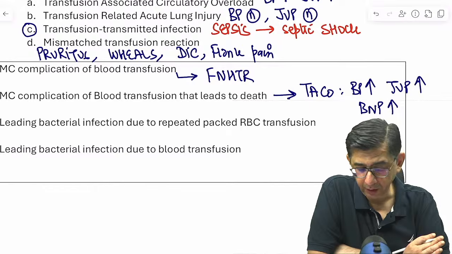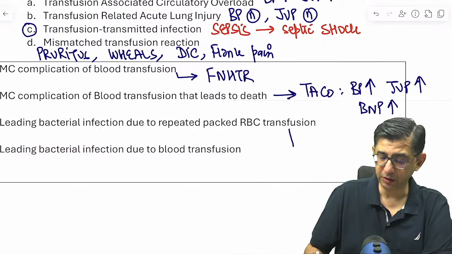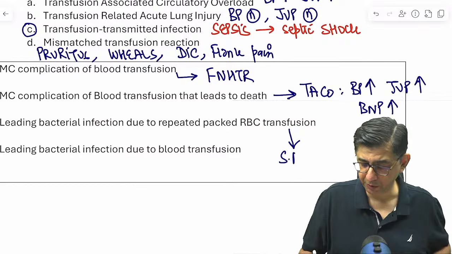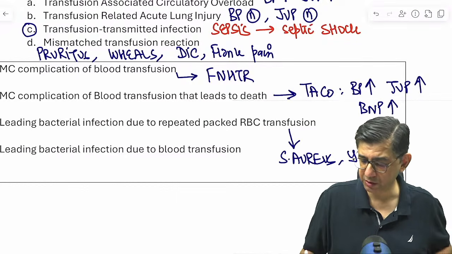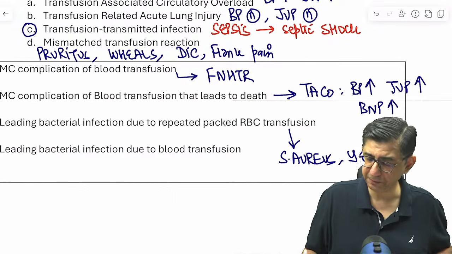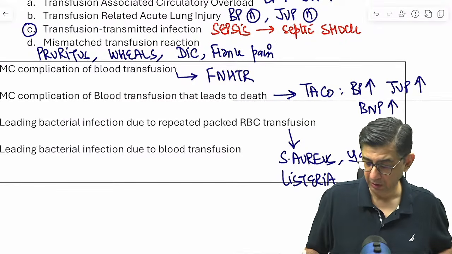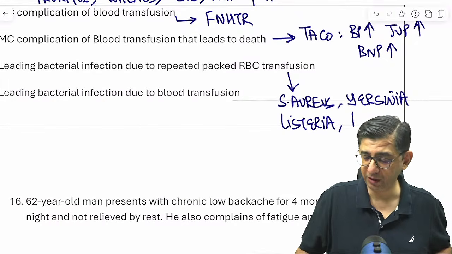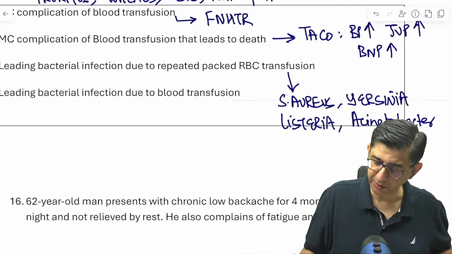Then, what is the leading bacterial infection due to repeated packed RBC transfusion? Yes, guys. What is the leading? I'll give options also, while the question is in front of you. Staph aureus is one, Yersinia is another one, Listeria is another one. You want me to give more? Okay. Acinetobacter is another one. Yes, guys. Like this particular patient.